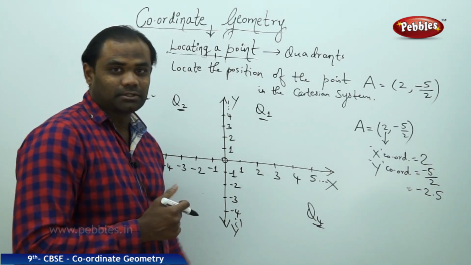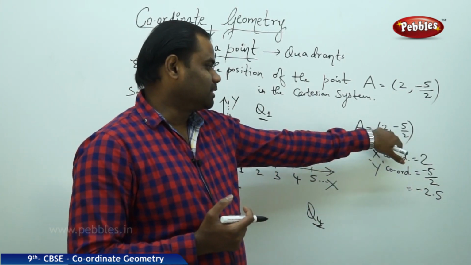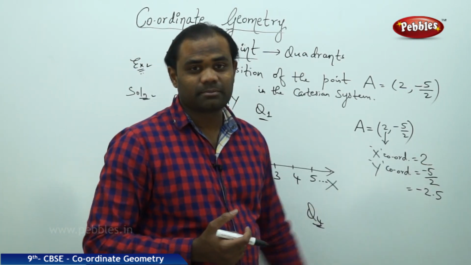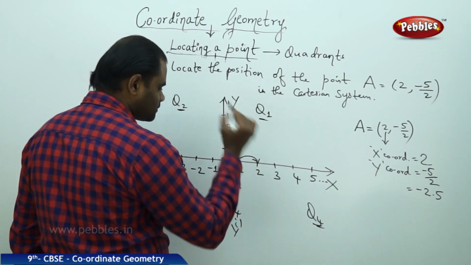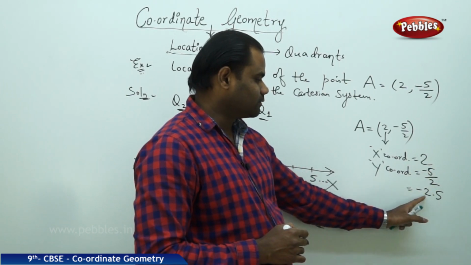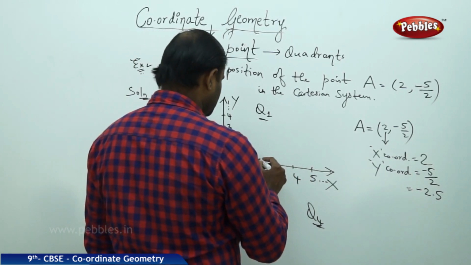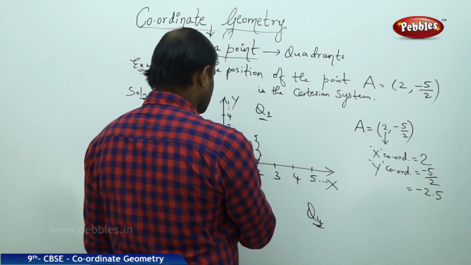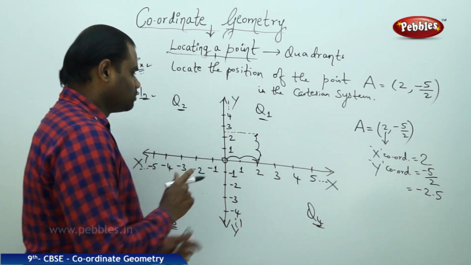Now comes locating this point in the Cartesian system. As I see here, the x coordinate is positive, and this is 2 units, which makes me understand that the origin moves 2 units to the right initially, and then it moves towards the y coordinate with a distance of negative 2.5 units. So here I have this point which moves 1, 2, 2.5.